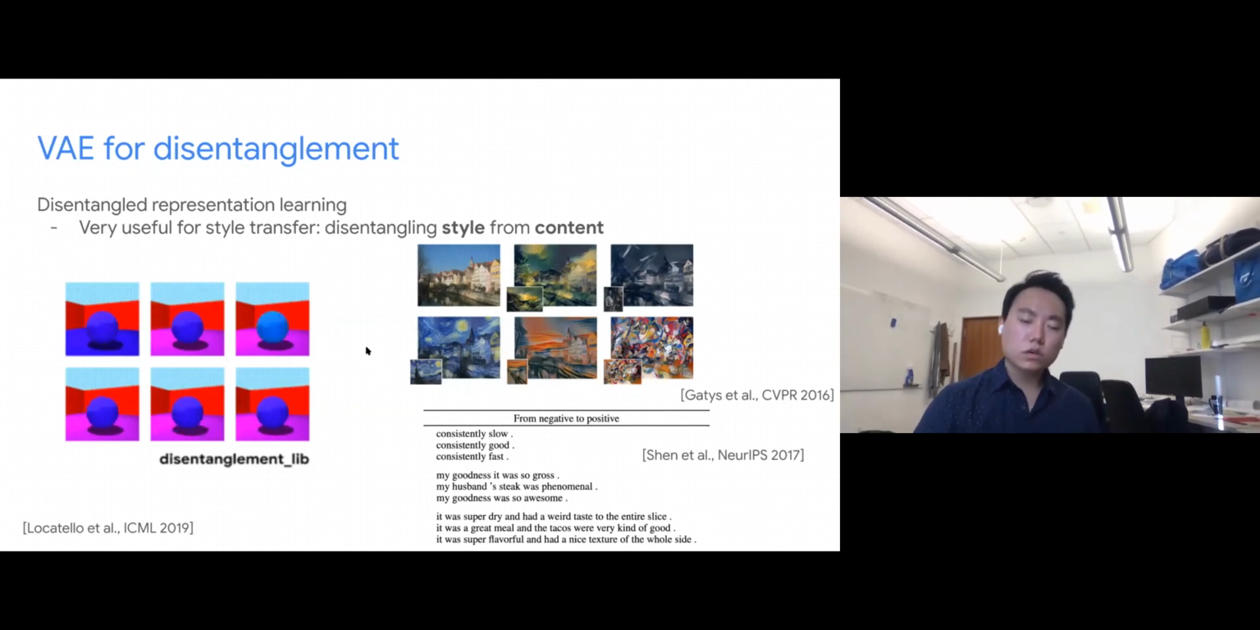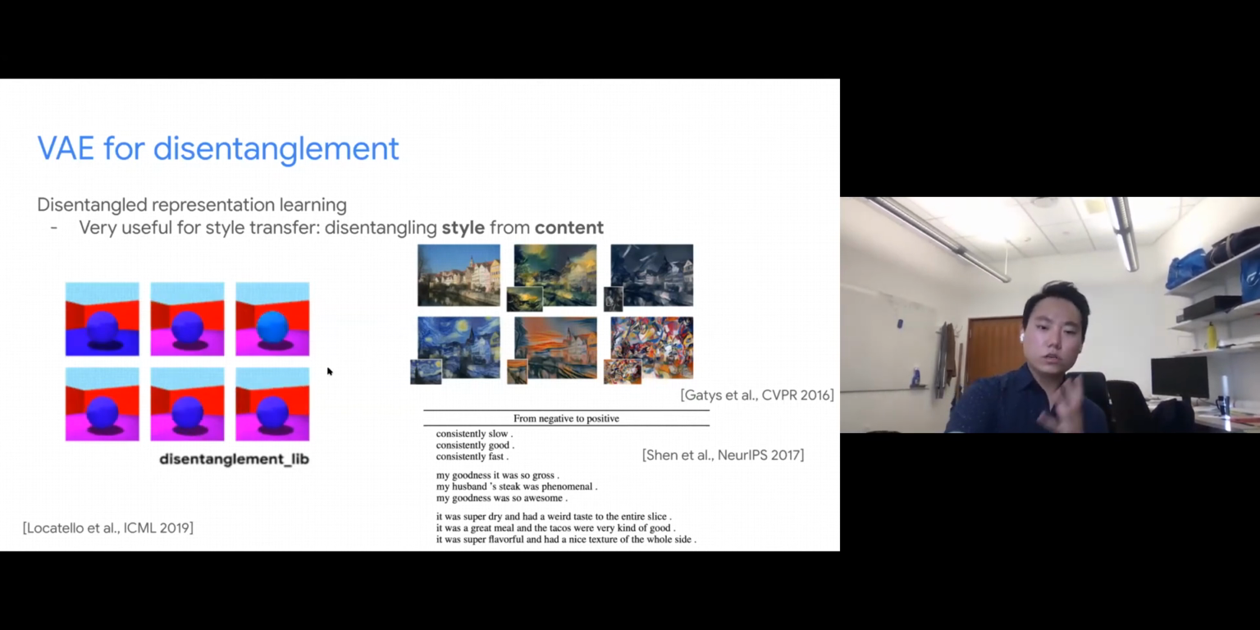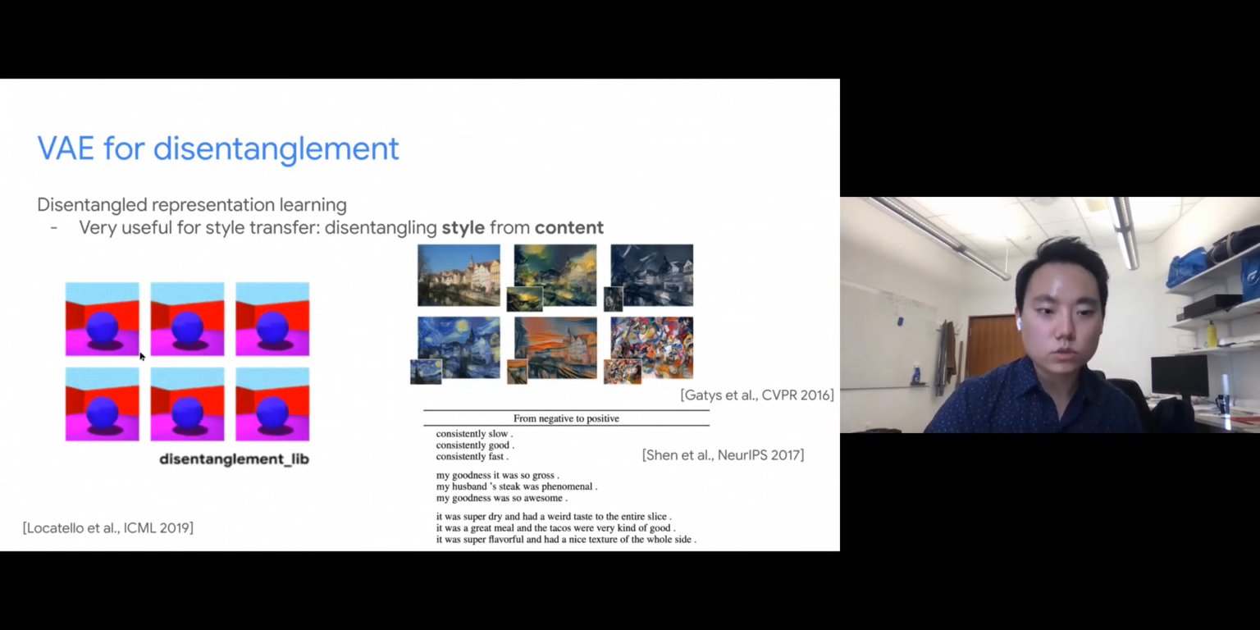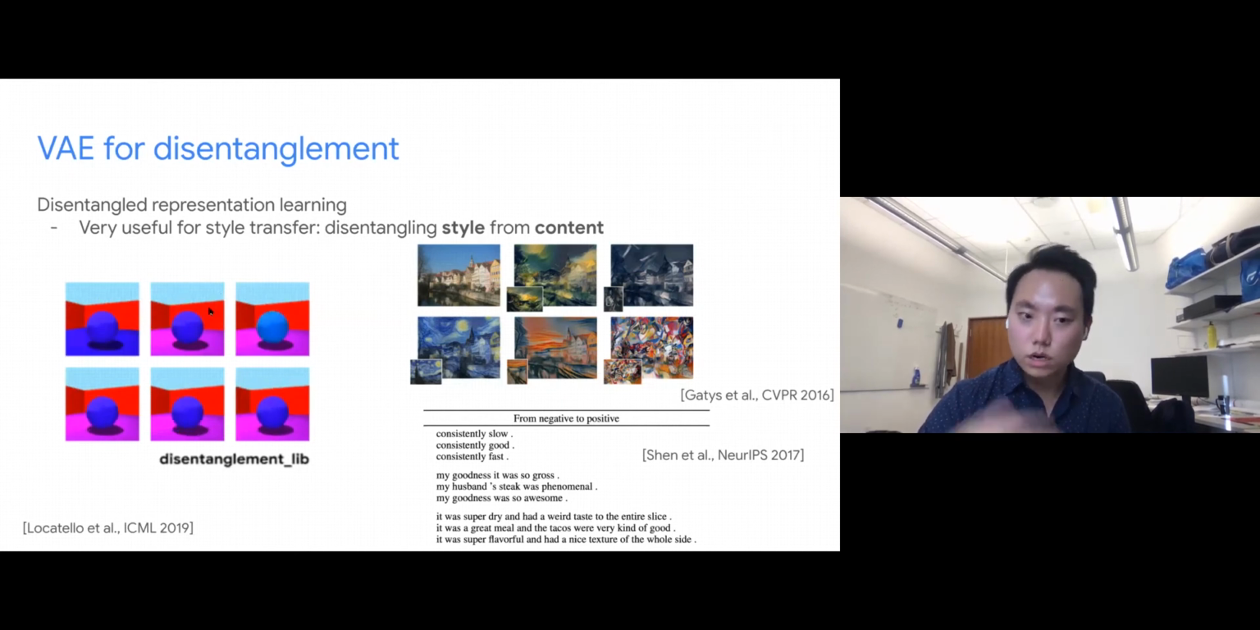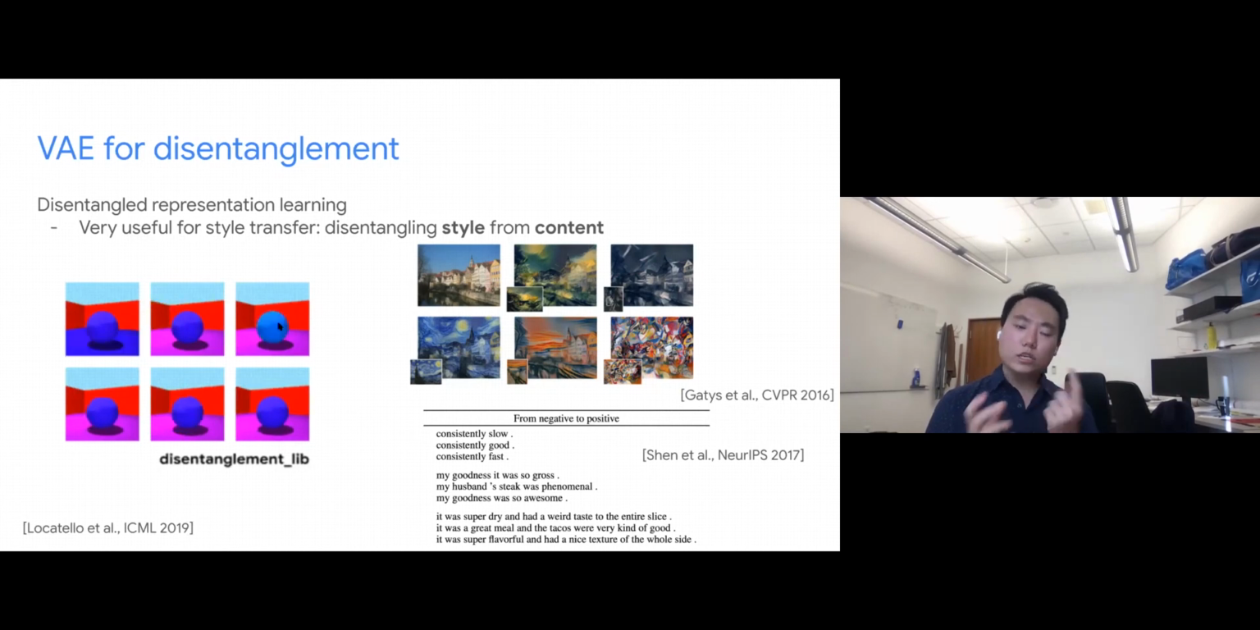So ideally, you want to learn a generative model that not only generates these images, but can actually generate these images with respect to these disentangled factors. So you want to be able to learn these factor representations, one of them corresponding to the color of the ground, one corresponding to the color of the background, and one corresponding to the color of the circle, so that you can actually change and interpret these different factors that your variational autoencoder has learned.